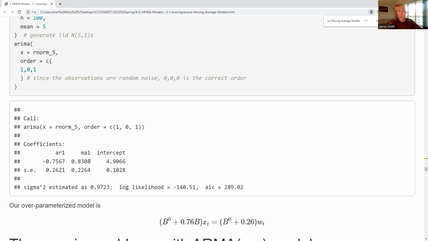And so, statistically, this looks like a significant model, but I know it's the wrong model because I created it. So this is something to help illuminate that this is a pitfall that you could fall into when you are building your model.